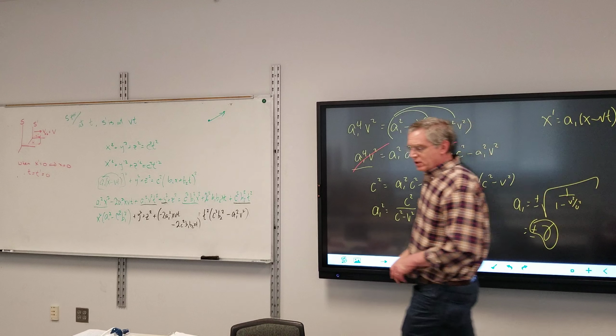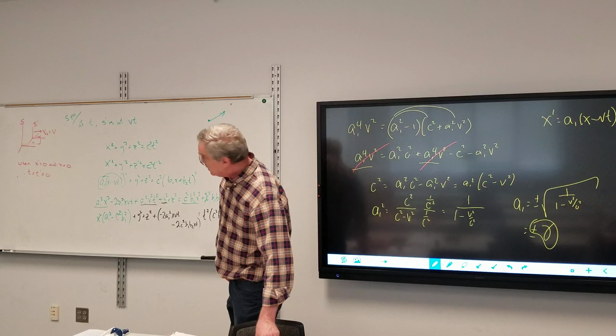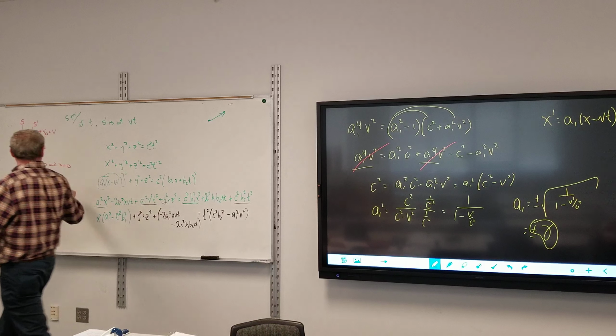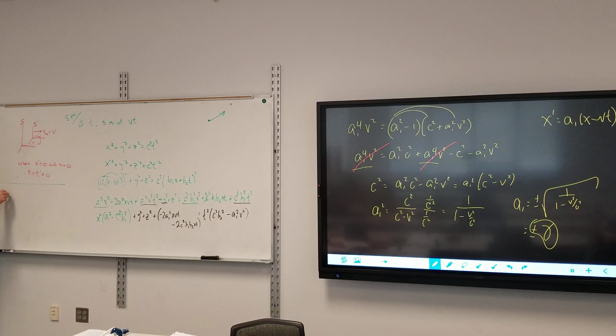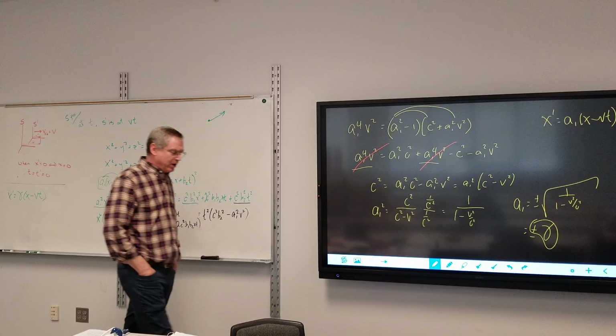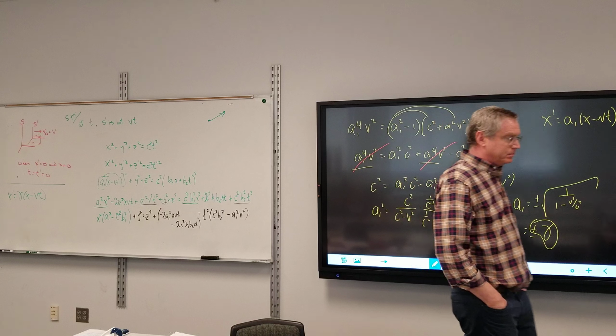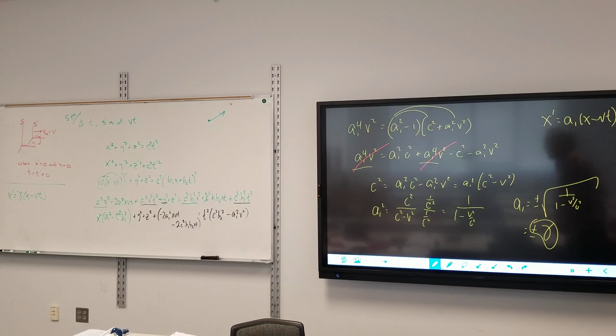So I have my first of what are called the Lorentz transformations. Important enough to write over here. X prime is equal to gamma (x minus vt). That assumes that the prime frame is moving in the positive x direction. Dramatic pause for people to catch up in writing and to ask questions.